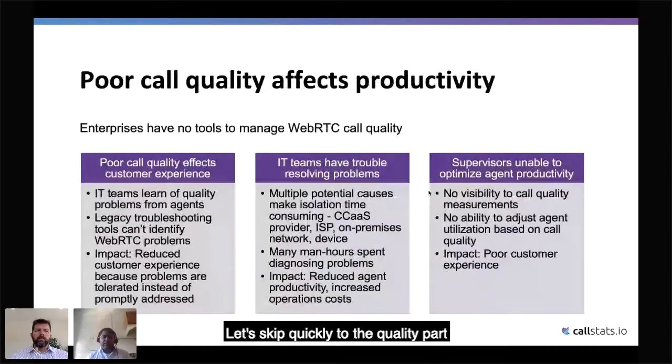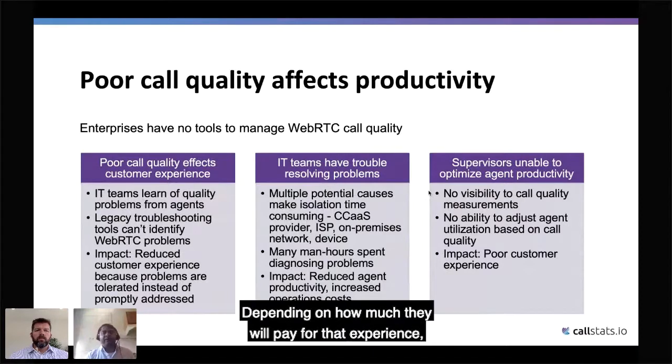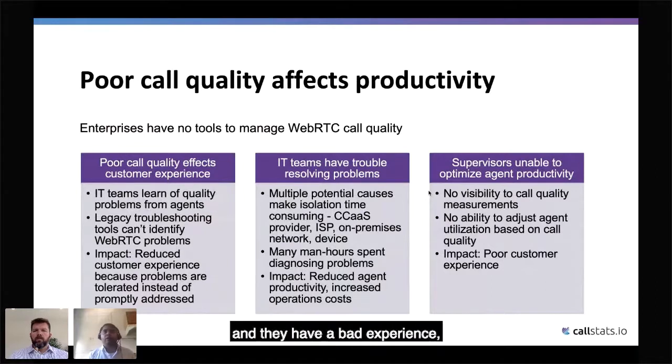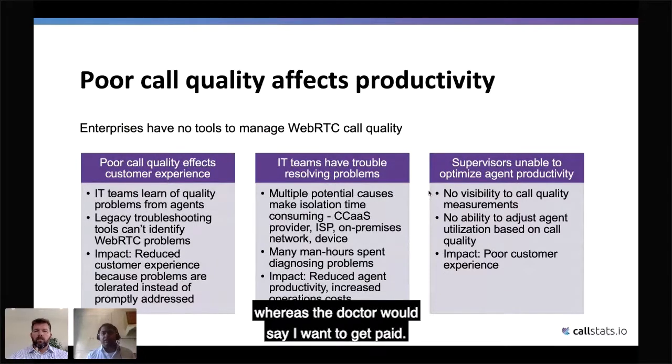Let's skip quickly to the quality part because I want to keep this short. One of the things that was different with team collaboration, and slightly in healthcare and education, was that end users, if they have bad quality, they'll complain. Depending on how much they pay for that experience, if it's free, then they will complain in a different way. If they're paying for that consultation with the doctor, and they have a bad experience, they're probably going to say something like, hey, I don't want to pay for it, whereas the doctor would say, I want to get paid.